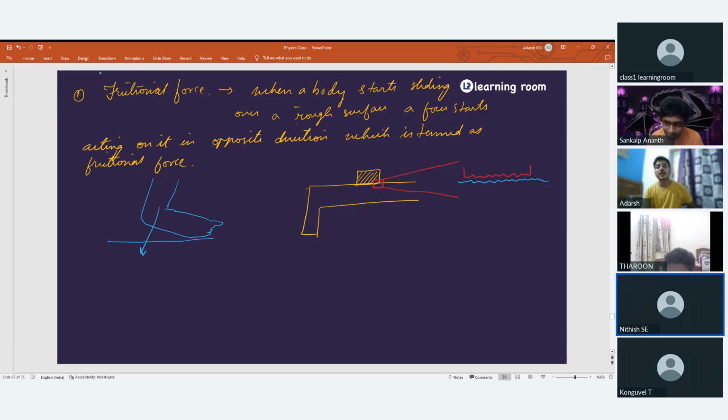We push the ground backwards like this. Or when you push the ground backwards, you push by two ways. You push it backwards and you push it downwards.